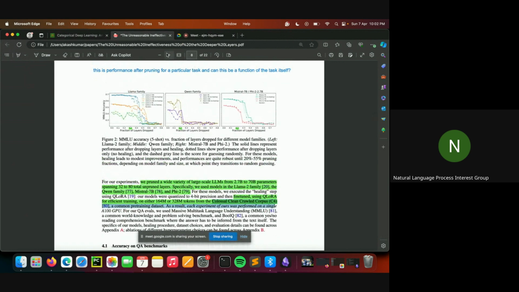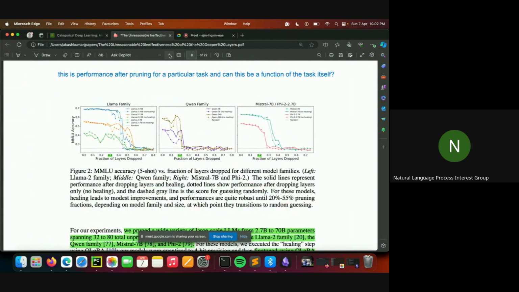So now the interesting part, the result. If you look at these three figures, they're showing the accuracy on different model families: Qwen family, Llama family, and Mistral family. On the y-axis, you have the MMLU accuracy. Now, MMLU is a multi-choice dataset, so the random selecting accuracy would be around 25%.